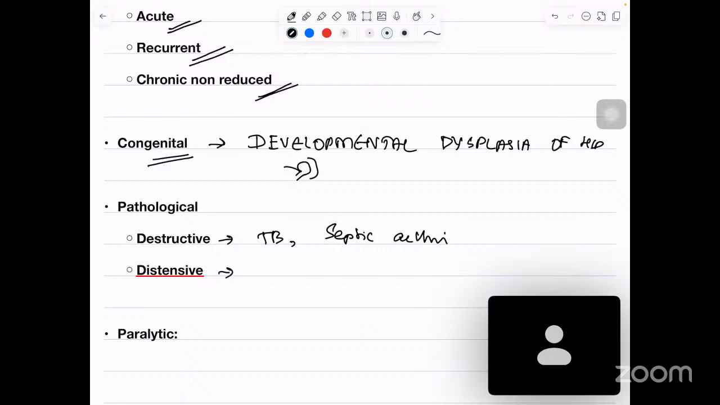What is distensive? Maybe some kind of irritant is present inside the joint. Because of that, effusion will be produced. The joint capsule will be enlarged. Because of that, the head can displace. This is known as the distensive type of dislocation.